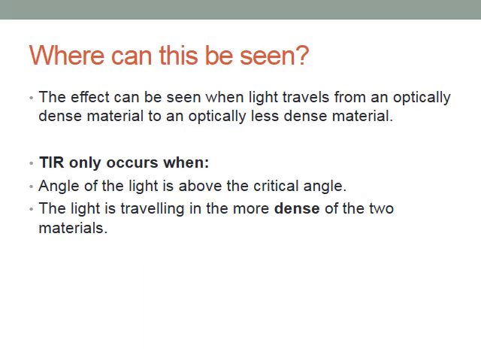And you're probably thinking, well, what's the point in that? But it is really important, as we'll see in a bit. So this total internal reflection, TIR, only occurs when the angle of light is above the critical angle, and the light is travelling in the more dense of the two materials. So it has to be going from an optically dense material to an optically less dense material, for example from glass to the air outside the glass.